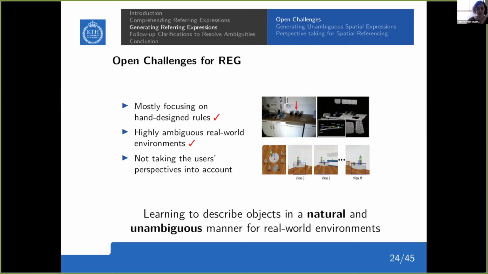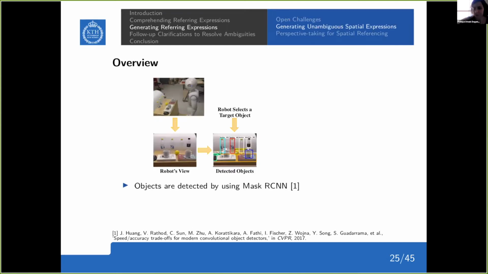Firstly, to address the first two challenges, we suggested a learning-based method to generate natural and unambiguous spatially referring expressions.